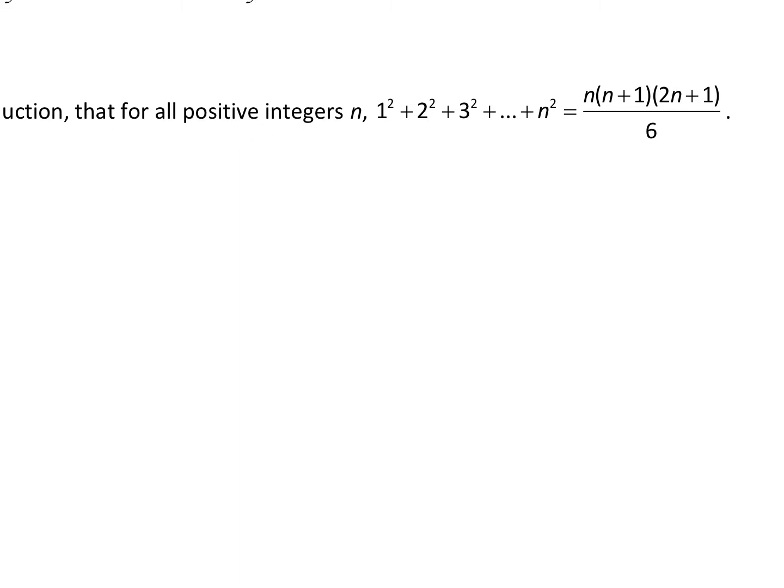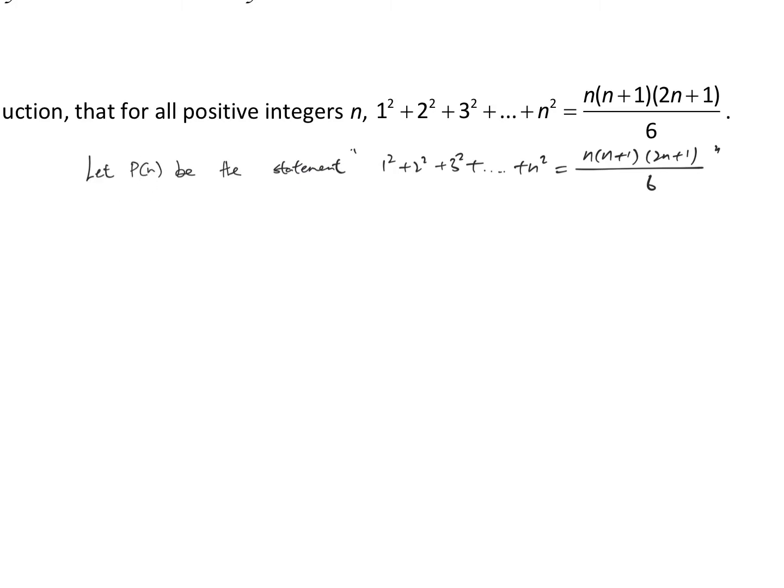Step 1, remember step 1. Let P of n be the statement: 1 squared plus 2 squared plus 3 squared up to n squared is equal to n times n plus 1 times 2n plus 1 over 6. Now P of n is the statement.